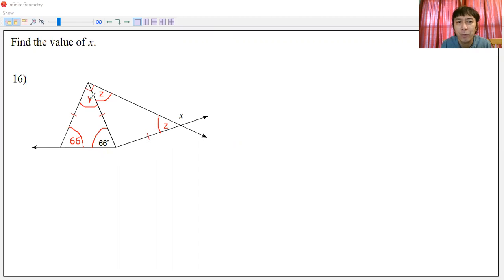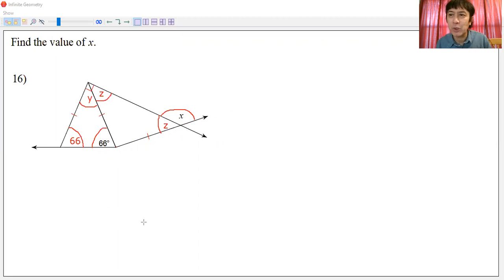And so we will solve for y first, after which we can solve for z. And once we find z, we will use z and the x. They are a linear pair because this one is straight there. This is straight. And so x plus z must be a linear pair, and they are supplementary, meaning the sum is 180. So we can make use of that particular definition.